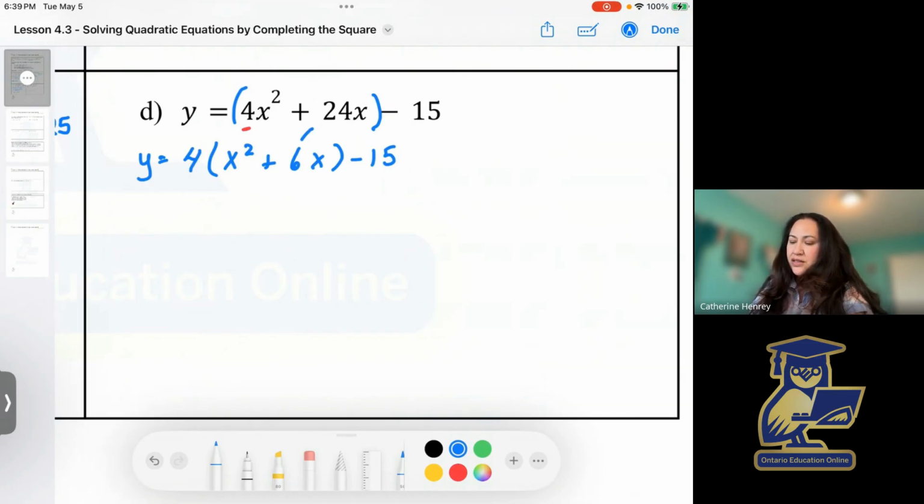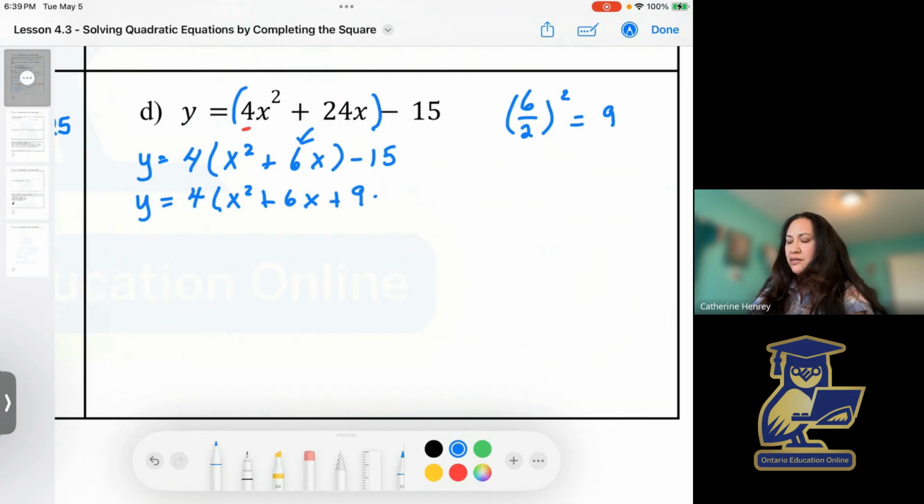That then gives us 6, a smaller value for the coefficient of the x term. It's helpful. So 6 divided by 2 squared, and that equals 9. So we go back and we will add 9 and subtract 9. So 4 times the bracket x squared plus 6x plus 9 minus 9 in brackets. And we still haven't done anything with this -15 on the outside of the bracket.